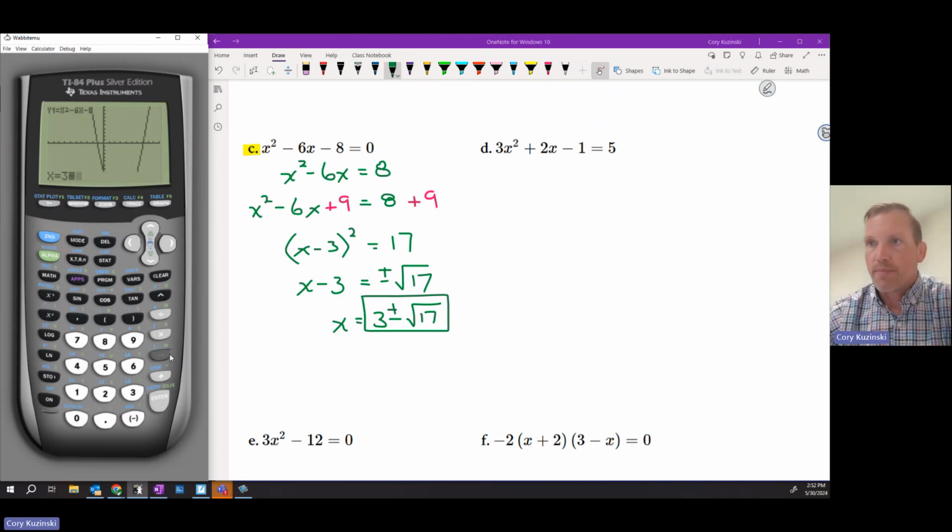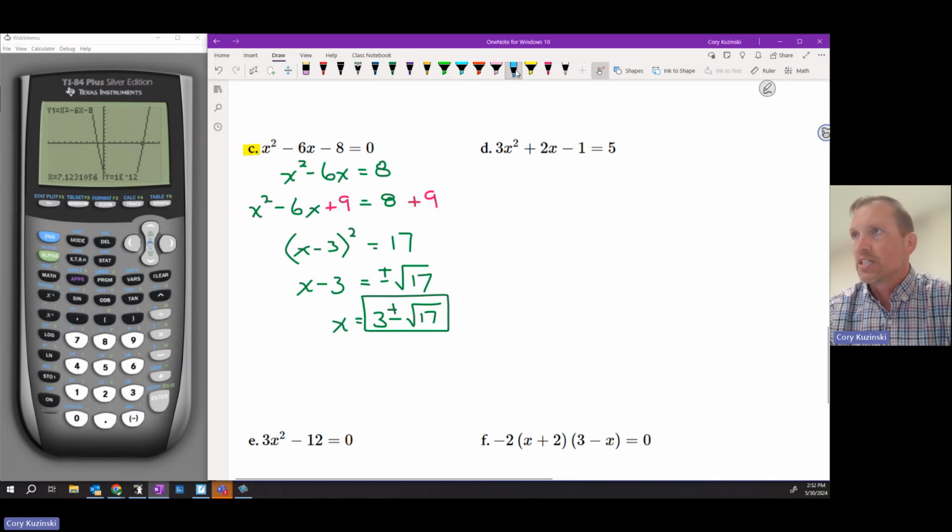Tracing it. 3 minus the square root of 17. Is that one of the roots? It is. 3 plus the square root of 17. Is that one of the roots? It is. Okay, great.